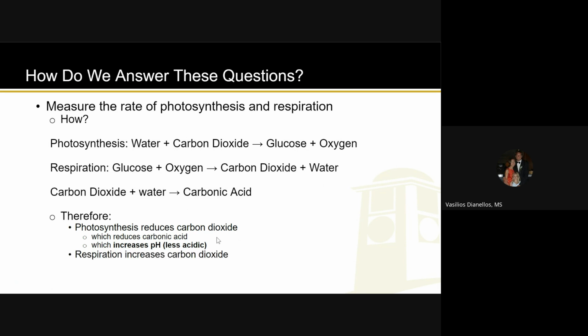Conversely, respiration increases carbon dioxide levels, right? Because it produces carbon dioxide. Therefore, that's going to increase the amount of acid. Therefore, that's going to cause the pH to decrease. So this is very important. Obviously, everything I just explained is very important.